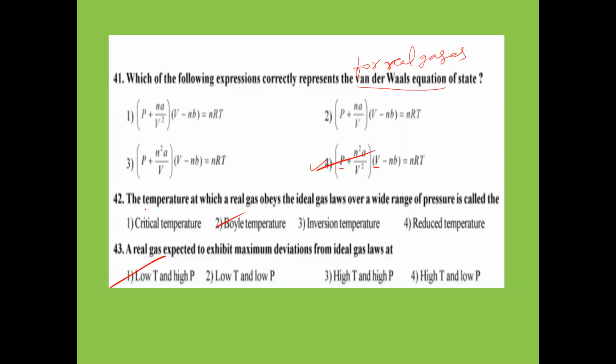Next, the temperature at which a real gas obeys the ideal gas laws over a wide range of pressure is called what? The temperature at which real gases behave like ideal gases is Boyle's temperature. So Boyle's temperature is the temperature of a real gas at which it behaves like an ideal gas.